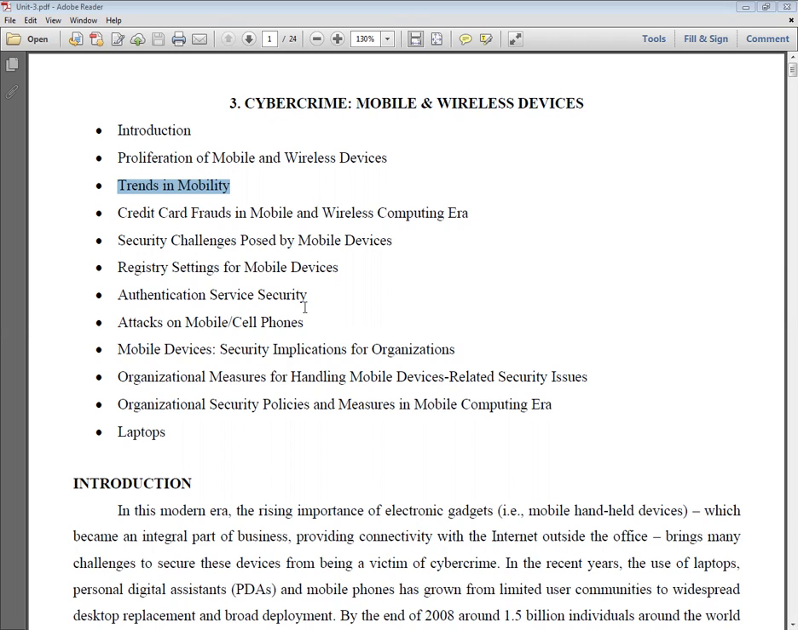Let us assume in 2008, there are 1.5 billion individuals using internet access. If they are using internet access, they definitely should have a system, a laptop or a mobile phone, right? That means they need to have some electronic gadgets. And in the same survey, what they have found is that in November 2007, mobile phone users numbered 3.3 billion.